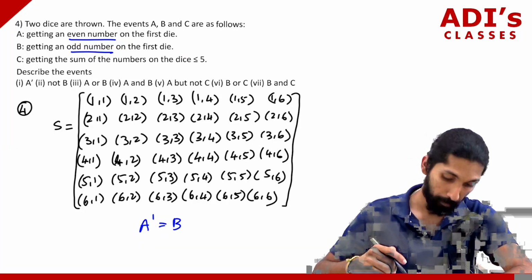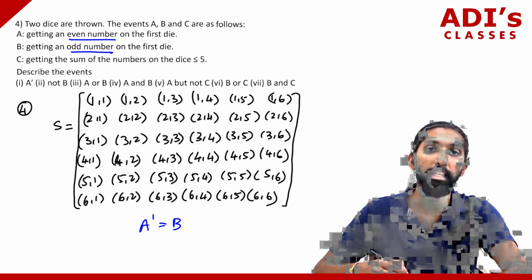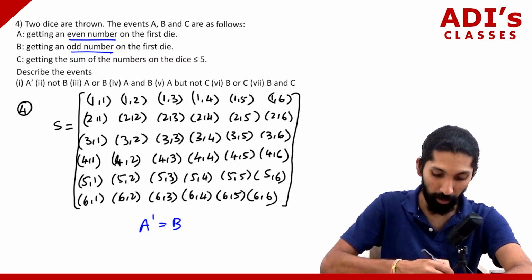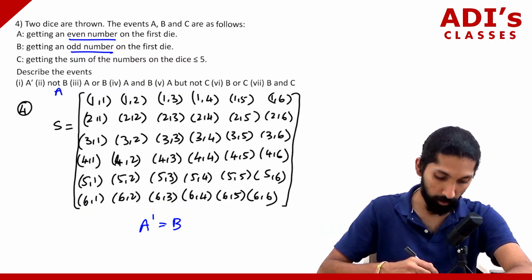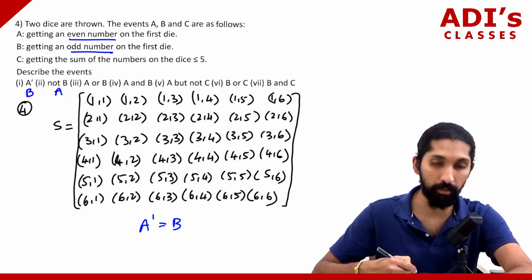Very simple. Second one, not B. See, not B is nothing but A itself, isn't it? So not B is going to be nothing but A. So A complement is B, not B is nothing but A.